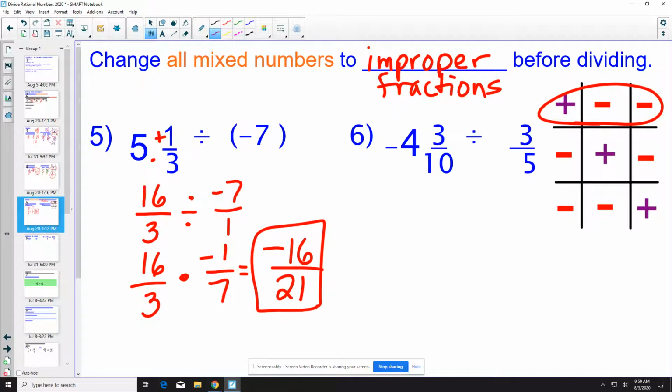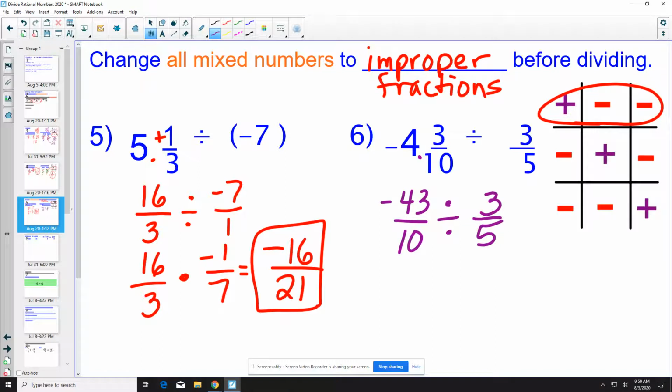Okay, look at number 6. Negative 4 and 3/10 divided by 3/5. First we want to make negative 4 and 3/10 improper. So we're going to take 4 times 10, which is 40, add 3. That would be negative 43, and 10 stays the denominator. It is still division, divided by a positive 3/5. So we've got negative 43 tenths divided by 3/5.